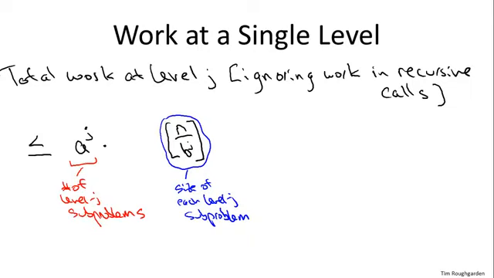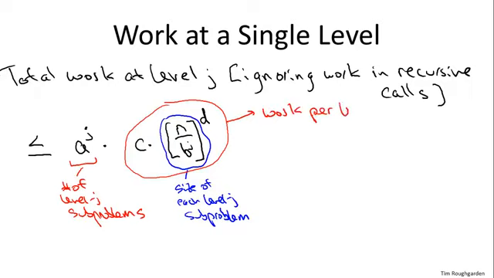And the recurrence also tells us how much work is done outside of the recursive calls. Namely, it's no more than the constant c times the input size raised to the d power. So here the input size is n over b to the j. So that gets multiplied by the constant c, and it gets raised to the d power. Okay? So c times the quantity n over b to the j, that's the input size, raised to the d power.